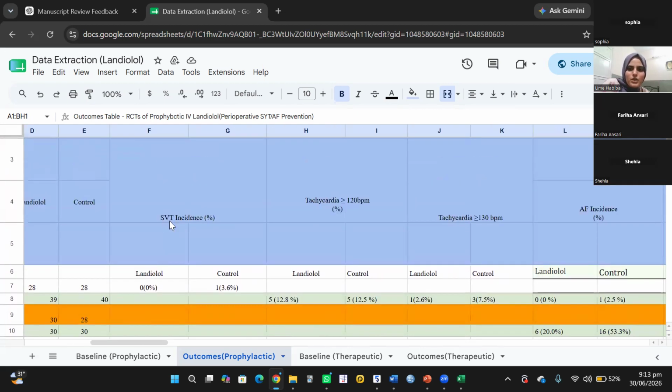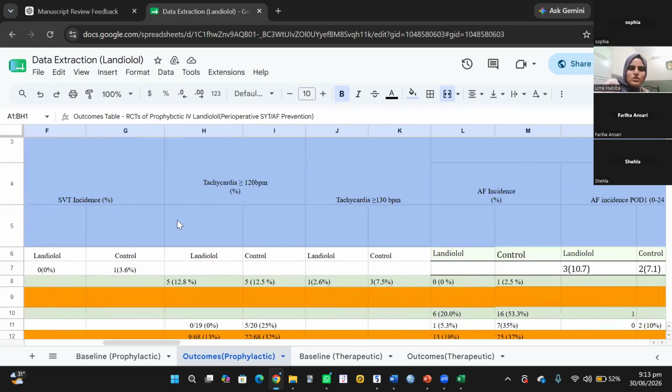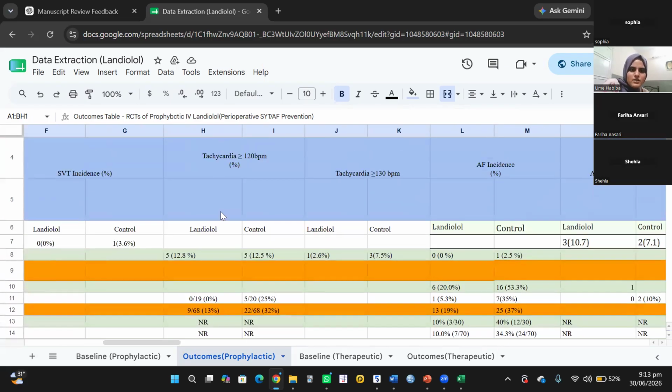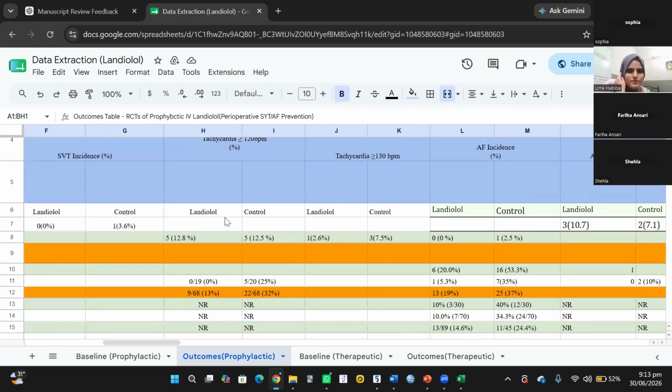So the first outcome being supraventricular tachyarrhythmia. None of them have reported it, so we definitely cannot analyze it. 3 studies have reported tachycardia, right? So maybe we can take tachycardia. Can we? Yes, we can.